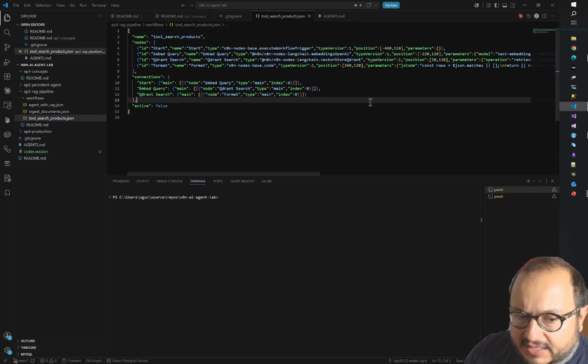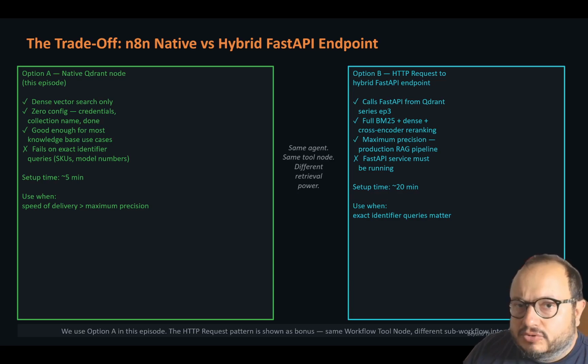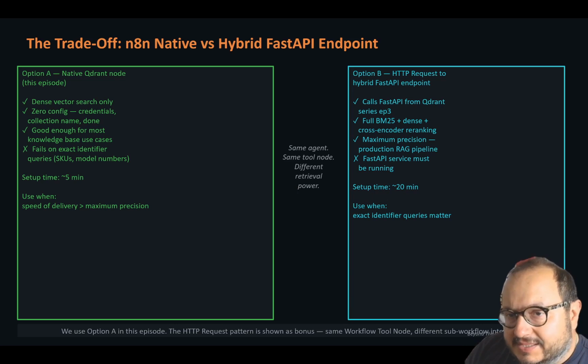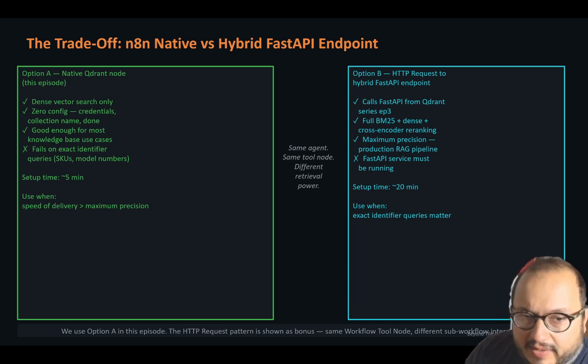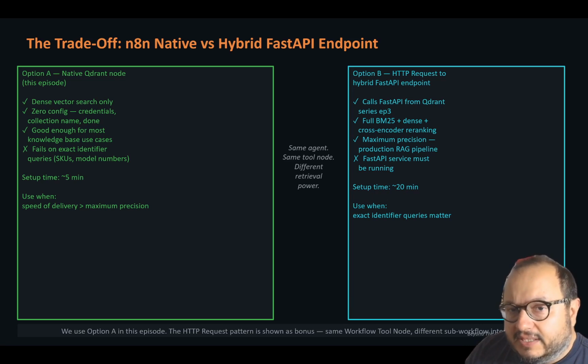One important caveat before we move on. I want to be direct about what this Qdrant Vector Store node is and is not doing. It is doing dense vector search. That means semantic similarity. If the user asks for noise cancelling headphones for travel, the embedding model finds results that are semantically close to that query. This works well for natural language queries.